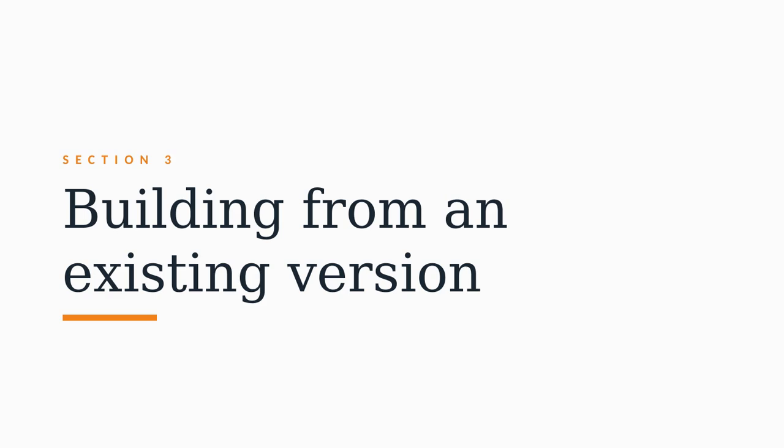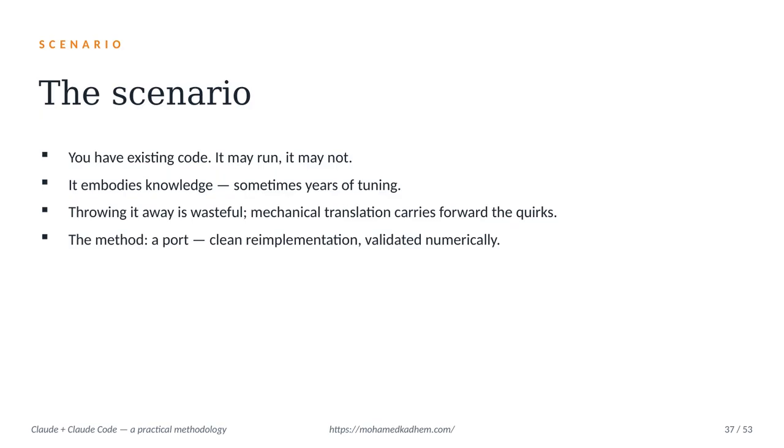The blank page discipline still applies, but now you must add 3 things: a policy for reading the existing code, a policy for deciding what to keep and what to change, and a strategy for validating that the new version reproduces what matters from the old. The steps that follow address exactly this. You have existing code. It may run or it may not. It may be well structured, or it may be a single long file. It embodies knowledge, sometimes years of tuning, sometimes a rare combination of expertise. Throwing it away would be wasteful. Mechanically translating it would carry forward its quirks and bugs.